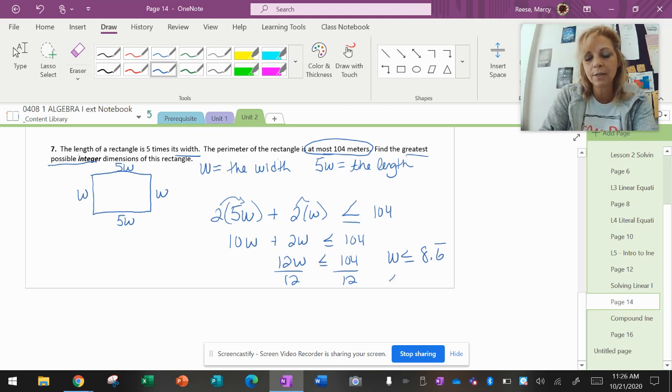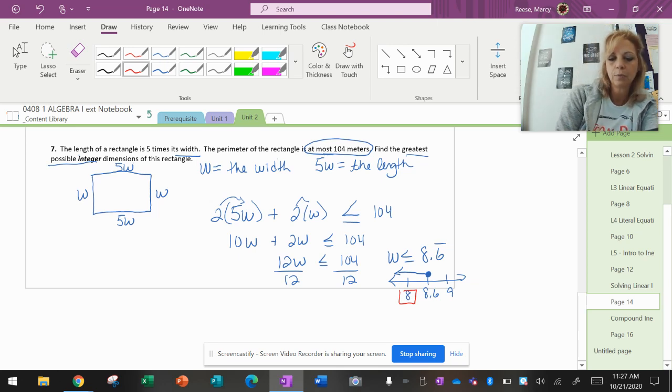Now, sometimes I think it's even helpful to put it on a number line so you can think about integers. So 8.6 is between 9 and 8. Those are integers. Remember, integers are positive or negative whole numbers. W is got to be equal to that or less. So the first integer it can be is 8. So the greatest possible integer dimensions. So W is 8. So that means the width is 8 meters.